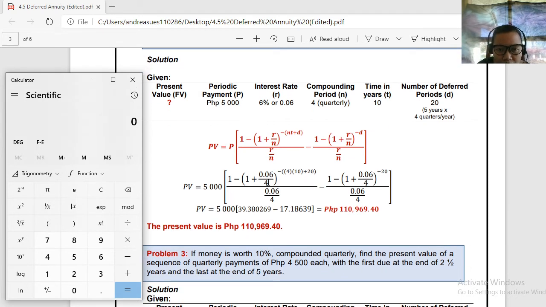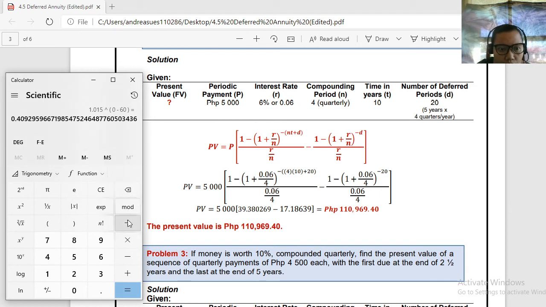So we are going to use again our calculator to calculate this part. So let's start with the inside of the parenthesis. So 0.06 divided by 4. The result is 0.015. We are going to add it with 1. So the result of this is 1.015. Let's raise it to the power of 4 times 10, 40, plus 20, we have 60. So raise it to the power of negative 60. Okay, so the result is 0.409, so forth and so on.